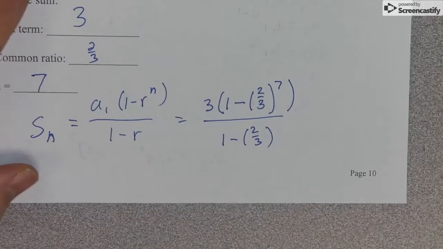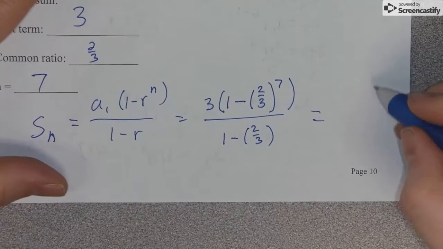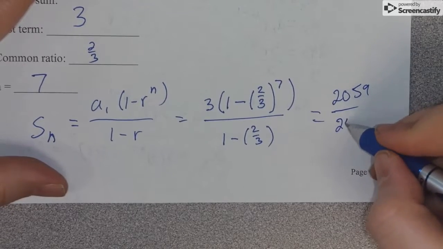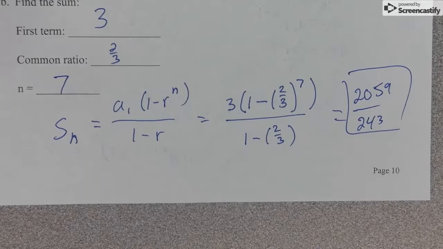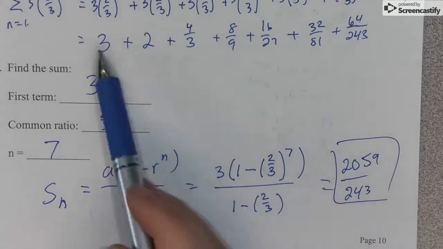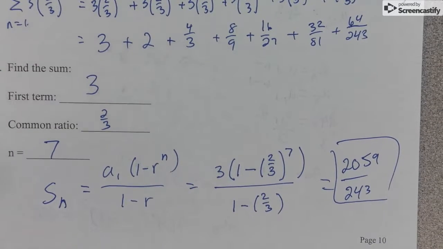So if you put this into a calculator, which would probably be the suggestion here, you would get 2059 over 243. So that would be the sum of this series. If you were to add every single one of these terms up, you would get 2059 over 243.